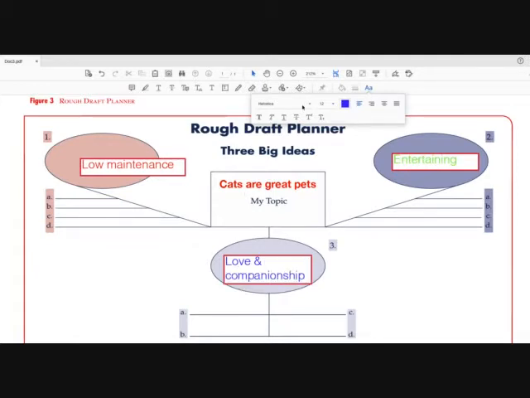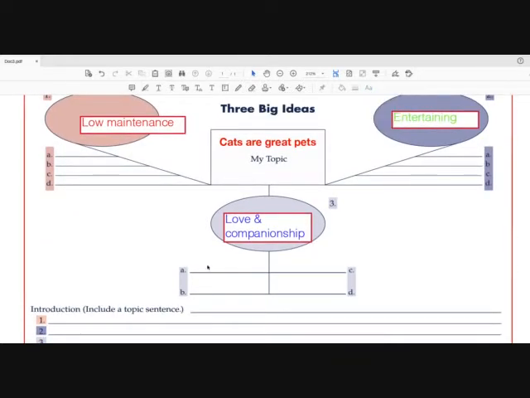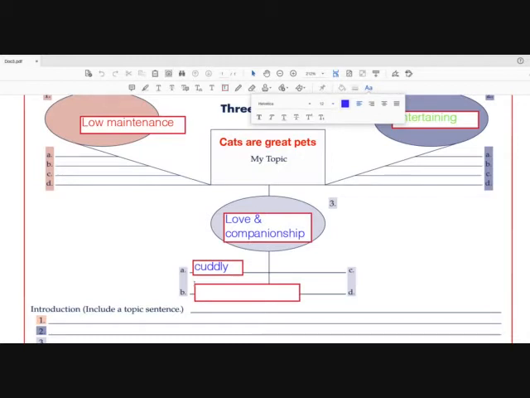Okay, and there were some sub-ideas here too, right? So the reasons they were great love and companionship is because they're cuddly. They are warm. Right? So when you're sitting and watching your Netflix at night, they're great.